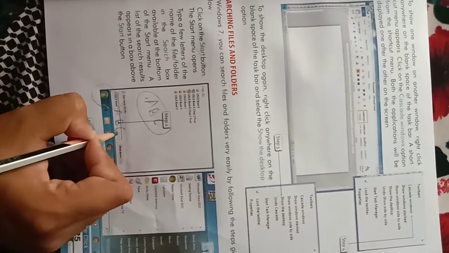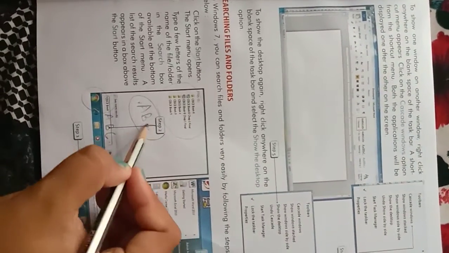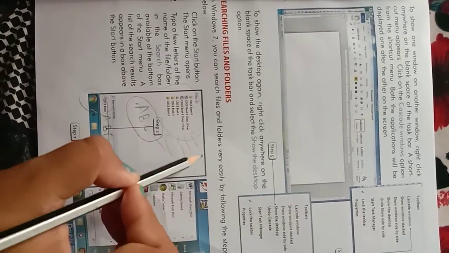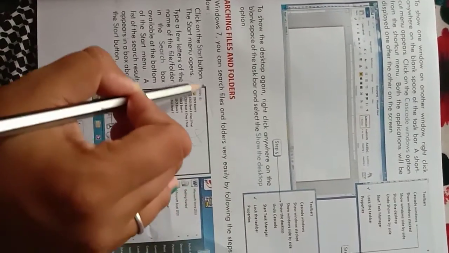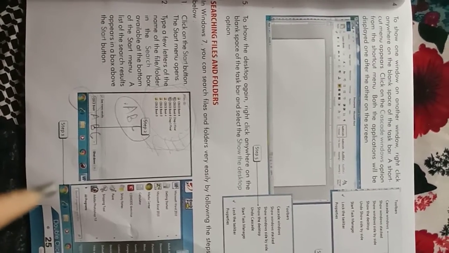Here in the search box you will write the file name you want to search. For example, you have a file named abc and you want to search it. So you will write the name of the file, abc, here, and the files named abc will be displayed here. The file you want to work with, that is the abc file, you can easily get from here. So this is all about searching files and folders.